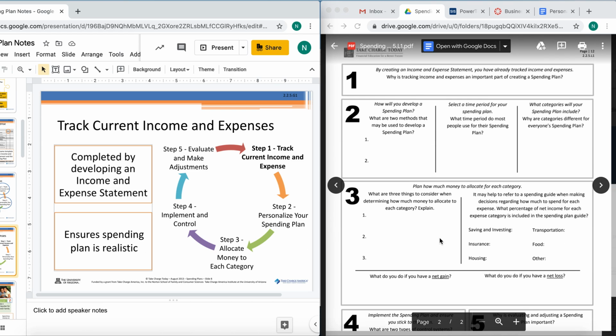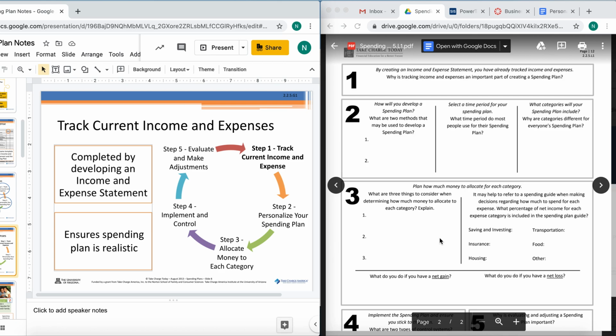So tracking our current income and expenses. This is going to be completed by developing an income and an expense statement. So maybe we are looking at our bank statements and seeing where in the last 30 days or 31 days have I spent my money. What are the different categories for where I've spent my money?